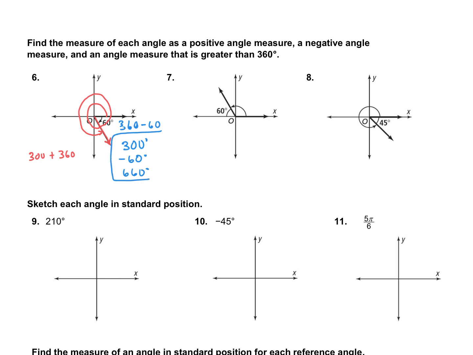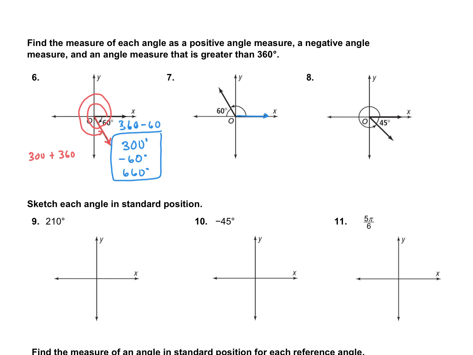So these are the three angles that will answer the question. It says find a positive angle measure, 300 degrees, a negative angle measure, negative 60, and an angle measure that's greater than 360, 660. Okay, now that we talked through some details on that, these next two will go a little bit faster. So let's figure out what our positive angle measure is.